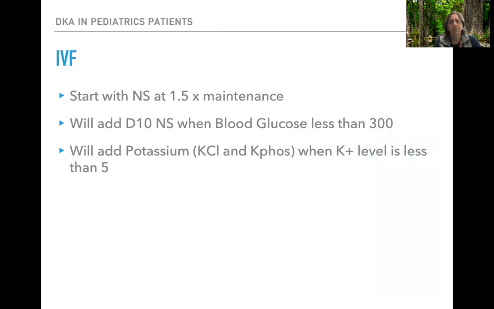Okay, so for IV fluids, we want to start normal saline at 1.5 times maintenance. You're going to add D10NS when blood glucose drops below 300. And we'll add potassium in the form of KCl and K-phos when your K level is less than 5. Now, it may not be in that order. So you may start the patient with normal saline because their blood glucose is high, but you find out that they're hypokalemic. So you may need to add potassium before you actually add your glucose. It's not as likely because most patients have at least a mild hyperkalemia if they're in DKA.